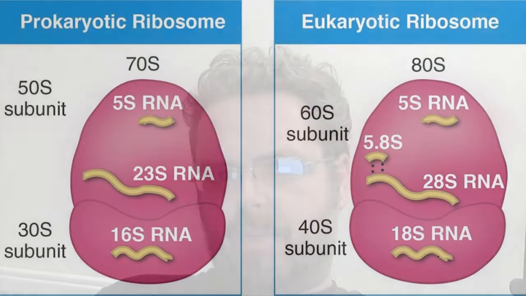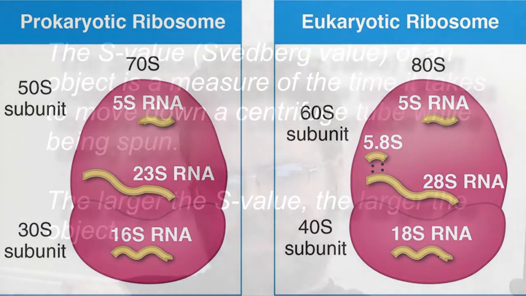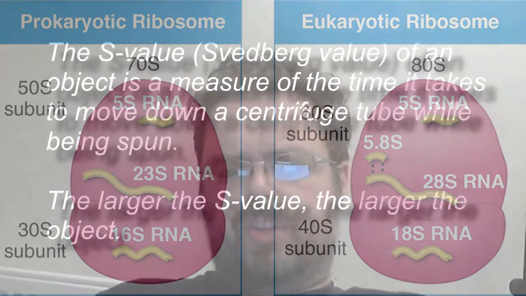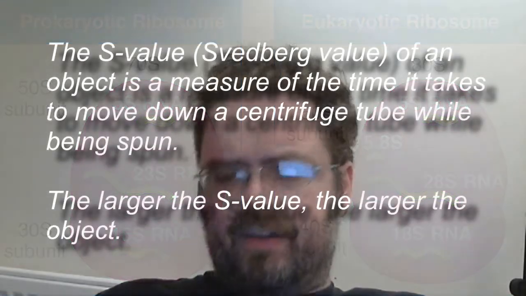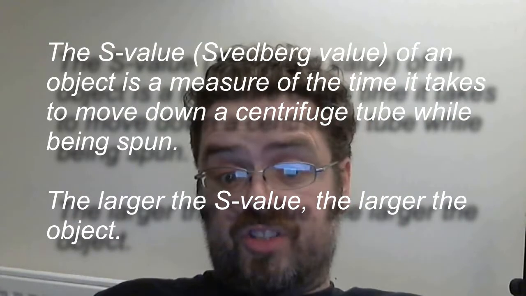Now, there's two types. In eukaryotes, you've got 80S ribosomes. And in prokaryotes, you've got 70S ribosomes. Now then, what does that all mean? Well, first, what we've got to do is actually look at the ribosomes themselves: what they do, how they're constructed, and so on.